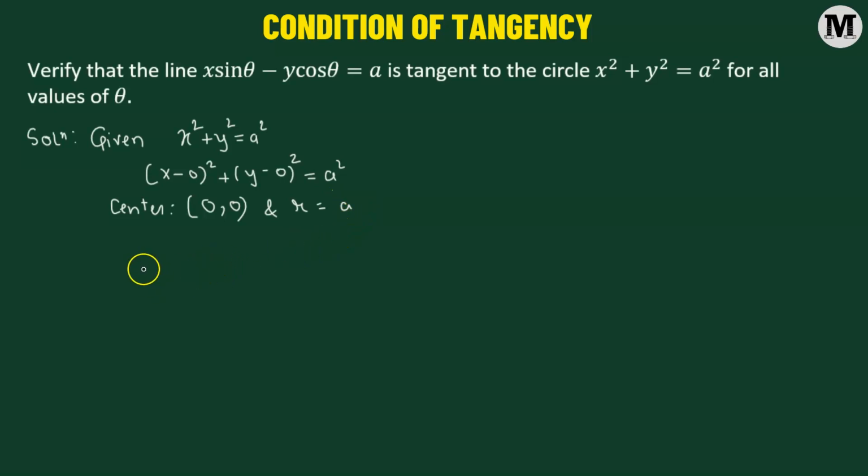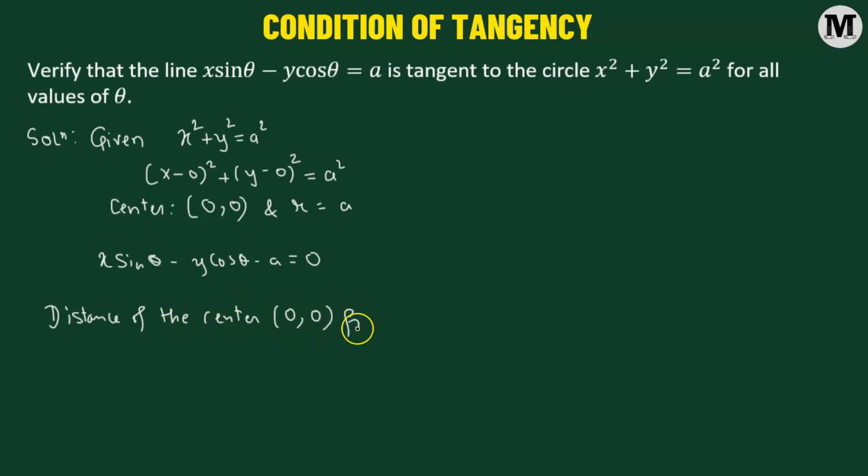Now we have a line whose equation is given to us. The line is x sin θ minus y cos θ minus a equals 0. Now we can find the distance of the center of the circle, which has the coordinates (0, 0), from the line x sin θ minus y cos θ minus a equals 0. Let's call it d. The d will be equal to, we'll take the absolute value.